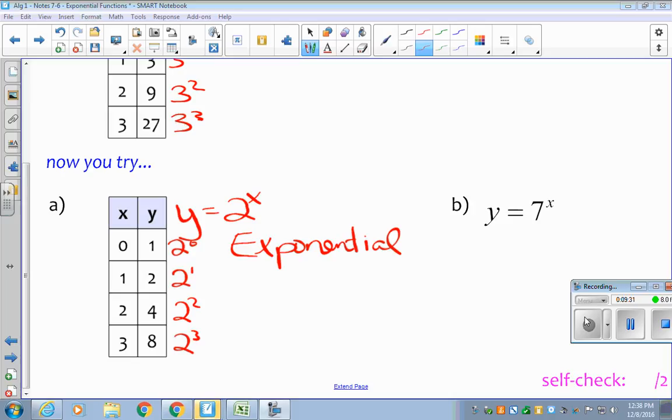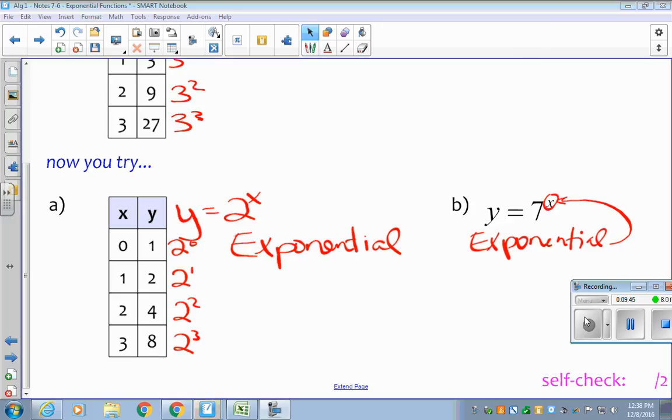What about B? Is that exponential or linear? Exponential, it's got an exponent. It's got this little x in the exponent, so it gets to be exponential.